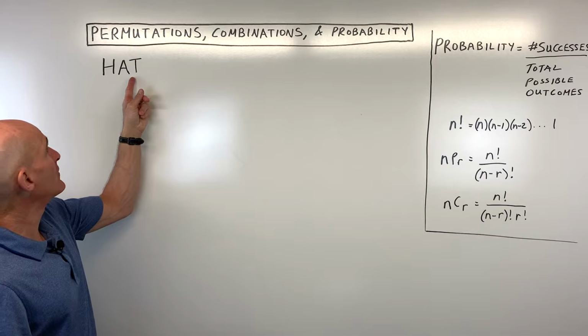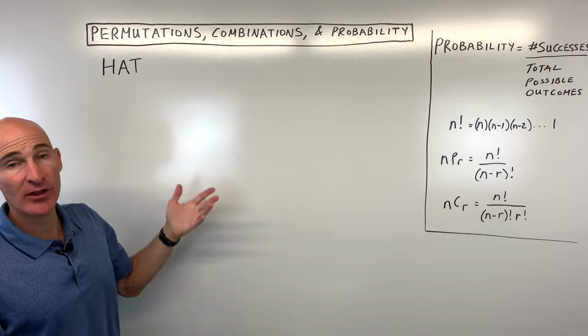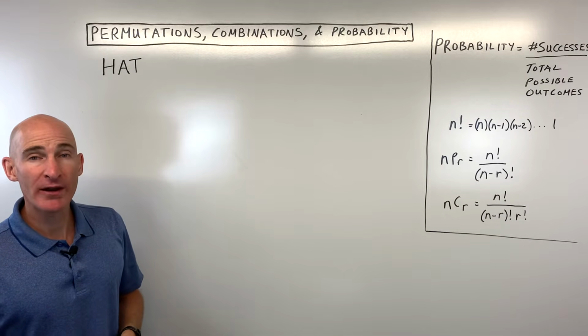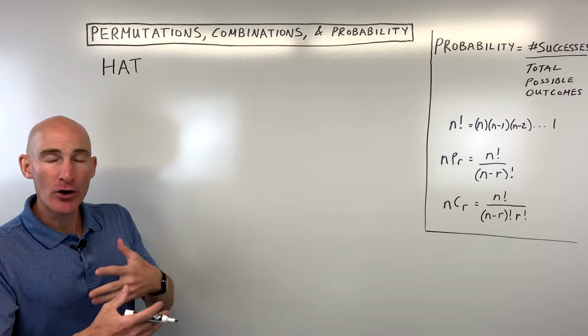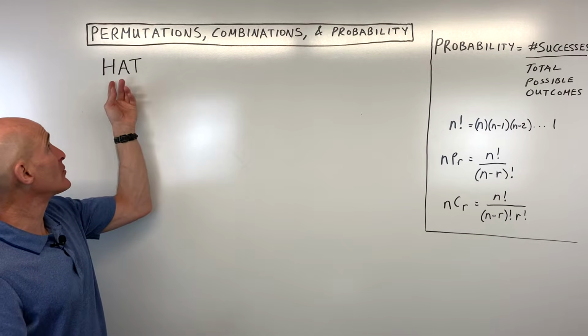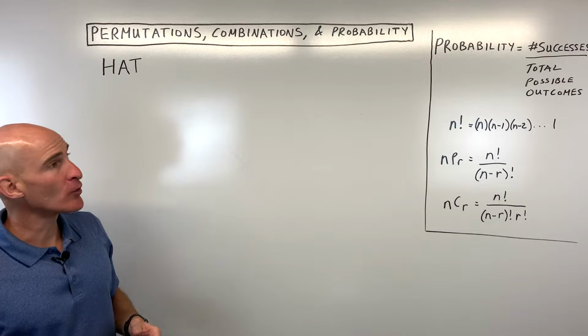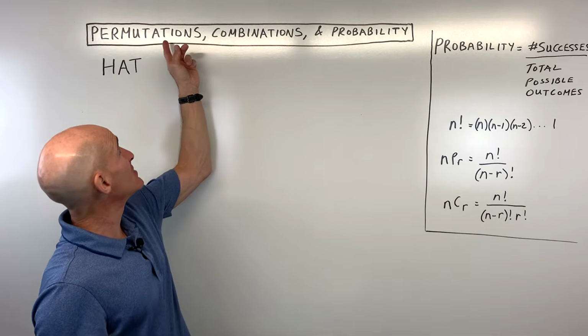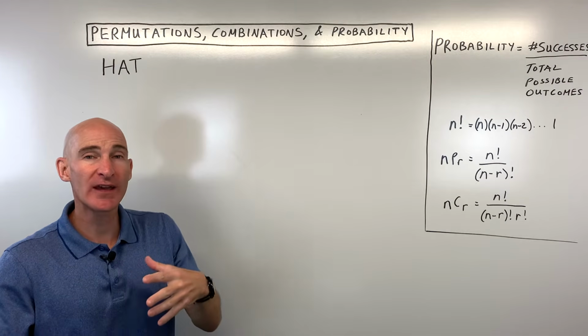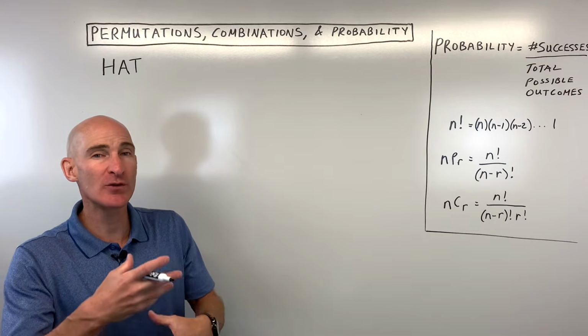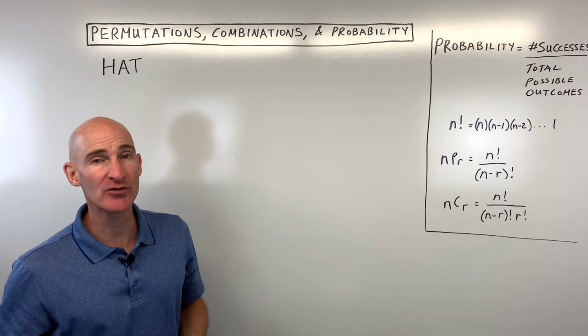Say, for example, you have the letters H, A, and T spelling the word hat. And say we wanted to find out how many different permutations there are of the letters in the word hat. Now, when you think of the word permutations, permutations refers to an ordering. So how many different ways can we order all three of those letters?